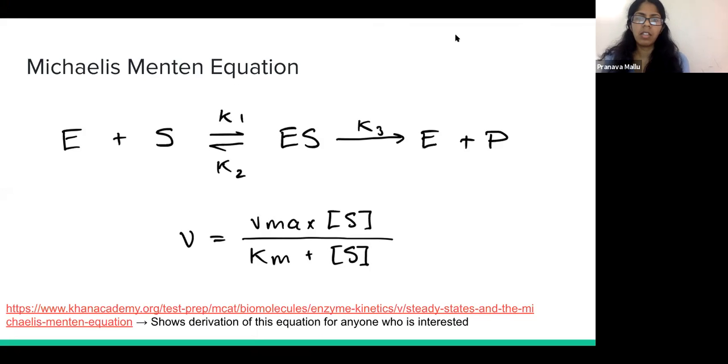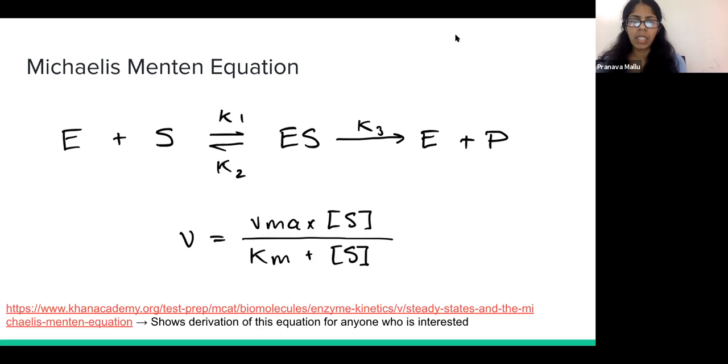The Michaelis-Menten equation is another important part of enzyme kinetics, and it's tested pretty frequently on the MCAT. So I would say it's a good equation to memorize and have a good understanding of. Because Ashley explained the Michaelis-Menten plot and the Lineweaver-Burk plot, you can see that all these terms are pretty familiar to you by now.